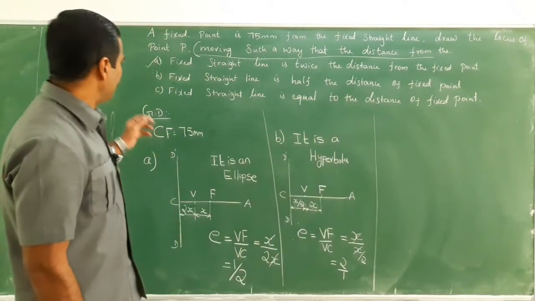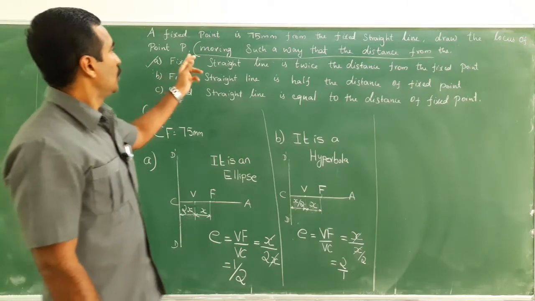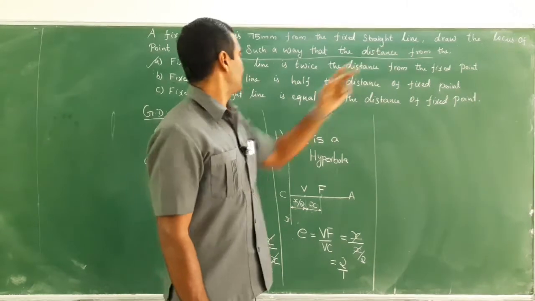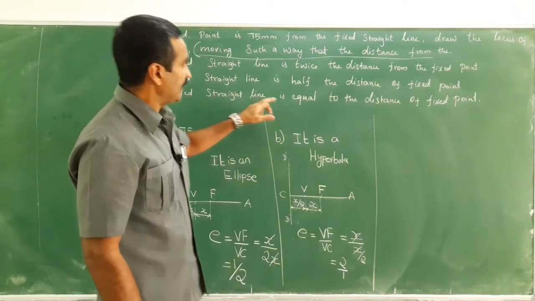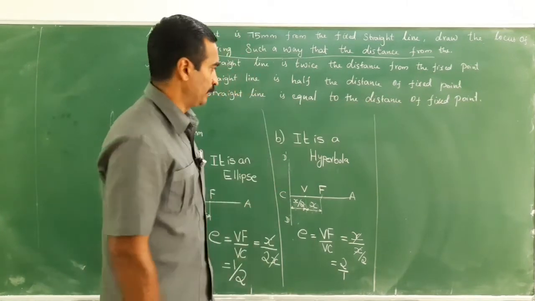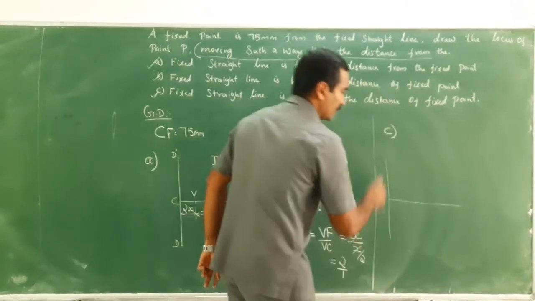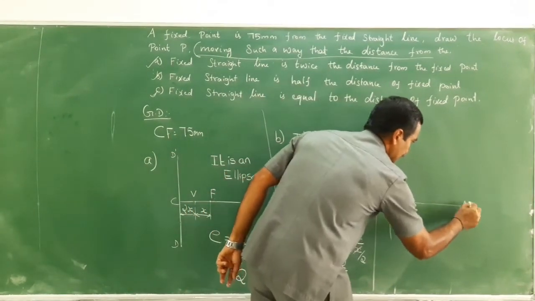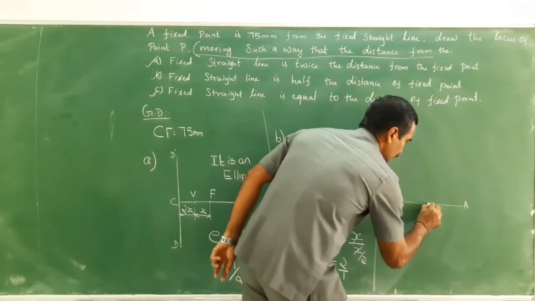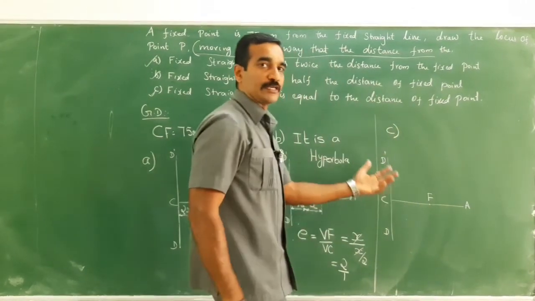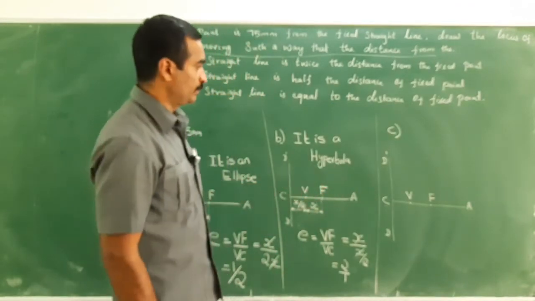Fine. Let me move to the third sub question. What it says, moving point such a way that the distance from the fixed straight line is equal to the distance of the fixed point. So, let me draw the vertical line and horizontal line. The horizontal represents the axis, vertical represents the directrix or fixed straight line. This is nothing but focus or fixed point. This V is nothing but vertex or moving point, right?